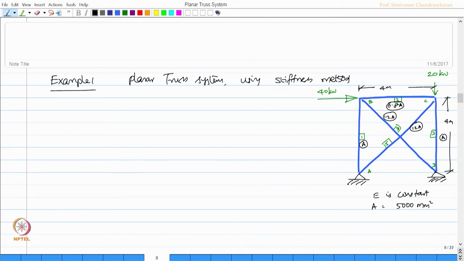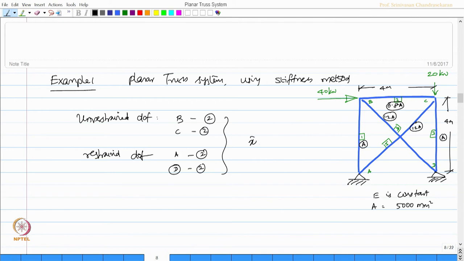Okay. Now, let us mark the unrestrained and restrained degrees of freedom. Let us draw the figure slightly in a bigger size. Let us see how many unrestrained degrees of freedom this truss has, the displacement degrees. You know, joint B has 2, joint C has 2. These are unrestrained. The restrained degrees of freedom, joint A has 2 and joint D has 2. These are nothing but displacements along X and along Y, is it not? Let us mark them.